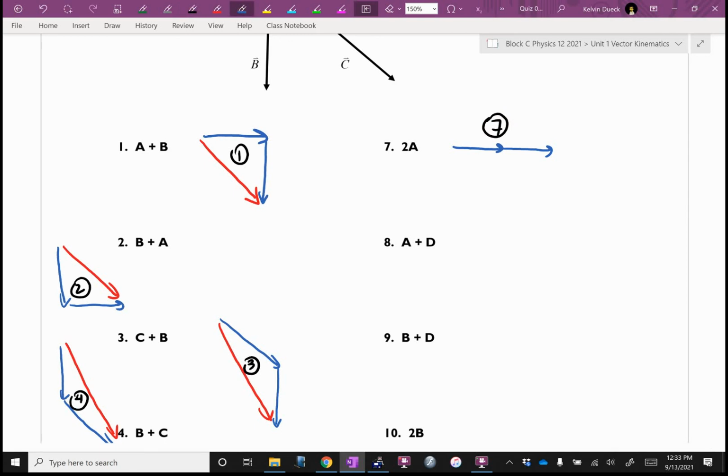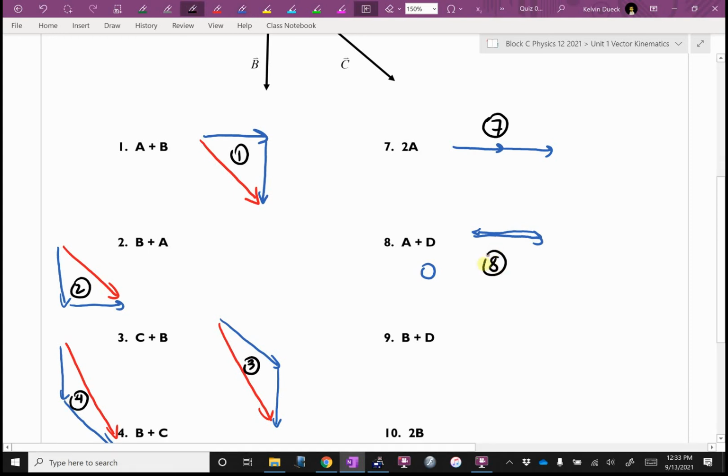Number 8. Okay. If you drew that, that's fine. Or if you were really clever and you said, I think it's just 0, which it is, as a vector, that's what 0 would look like. You end up back where you started from.